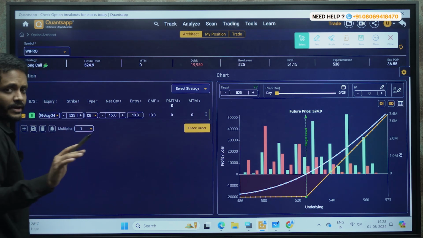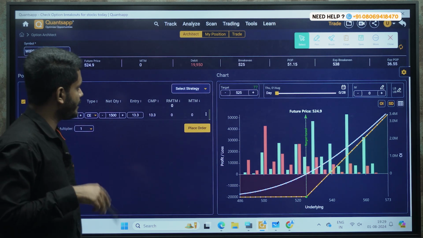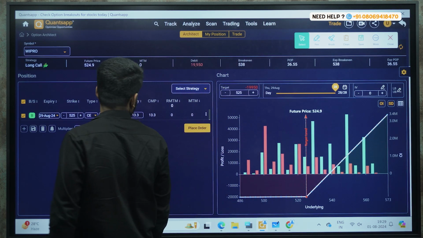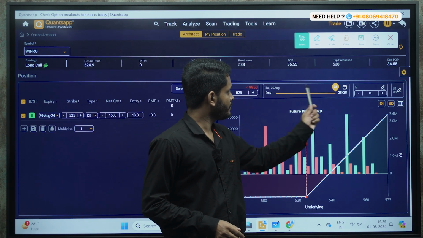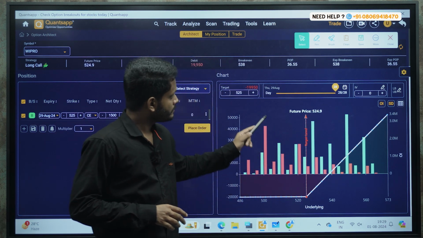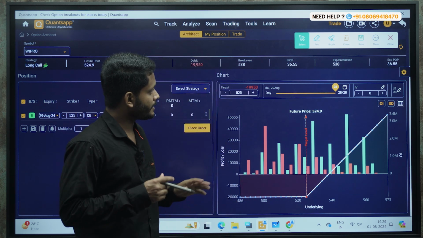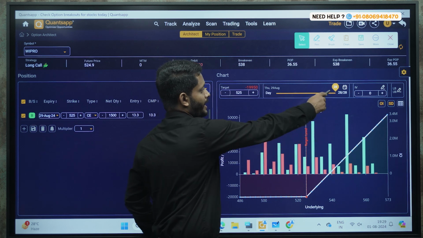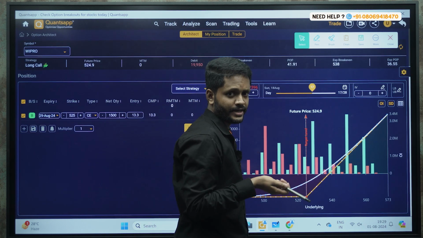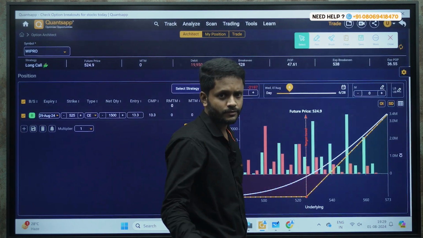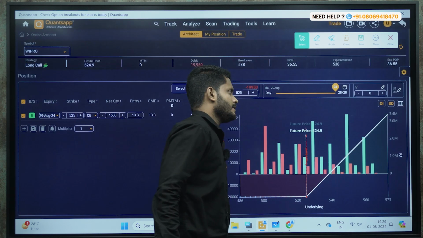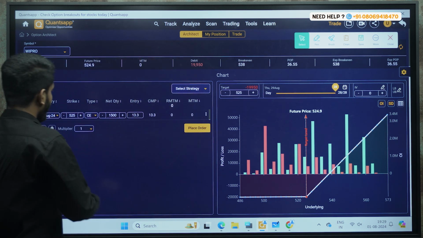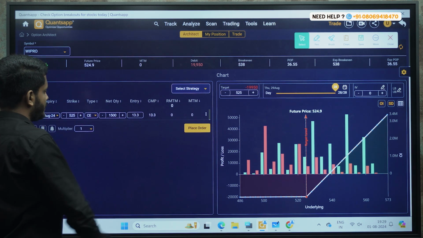Okay, current market price is 525. Say I have bought a 525 call, and the expiry is on 29th August. Say I will be holding this stock for 28 days. You can adjust it, like if you are willing to hold this position for 17 days, you can keep it 17. If you are willing to hold it for 6 days, you can keep it 6 days. But let us say I want to hold it for 28 days. Now I have bought the 525 call at 13.3.